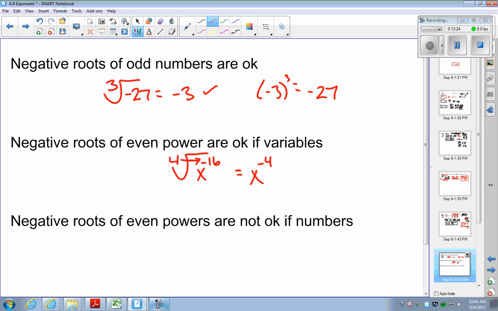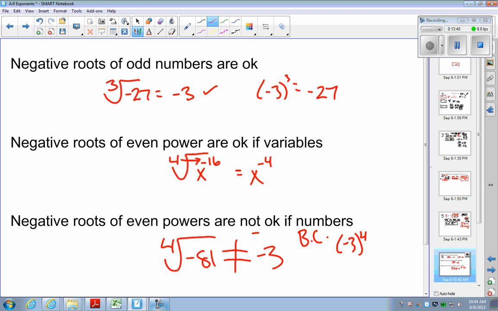Negative roots of even powers are not okay if it's a number. So you can't do the fourth root of negative 81 and tell me that this is negative 3. And the reason for that, because negative 3 to the fourth is going to be a positive number. A negative times a negative times a negative times a negative.